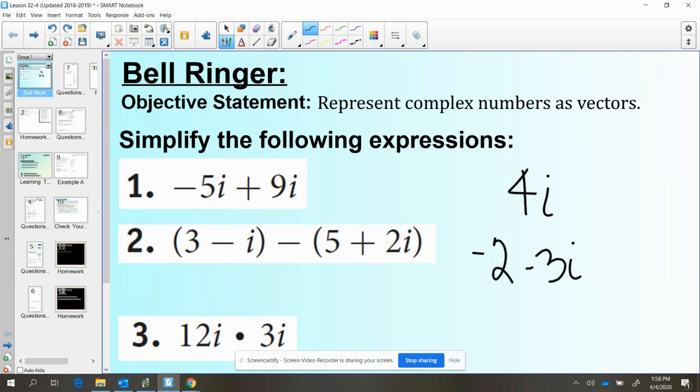And then last but not least, 12 times 3 is 36. i times i is i squared, but that's better known as -1. So -1 times 36 is -36.